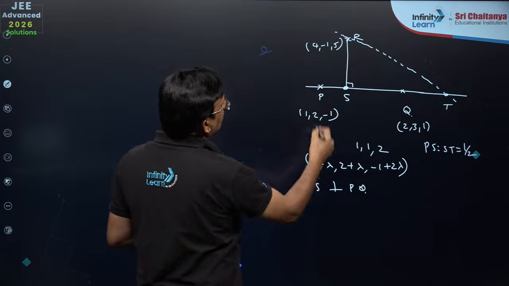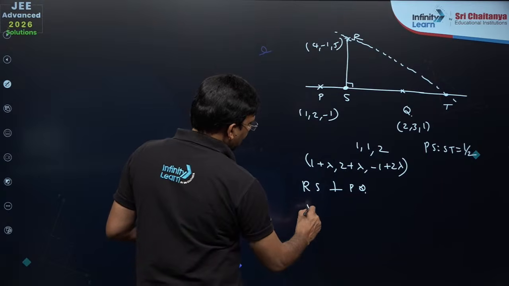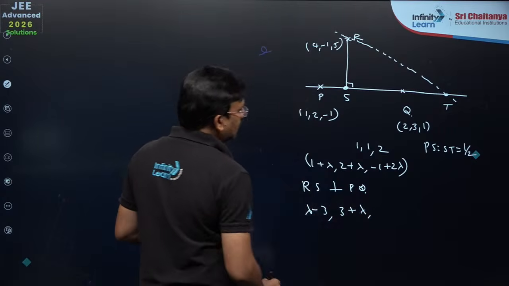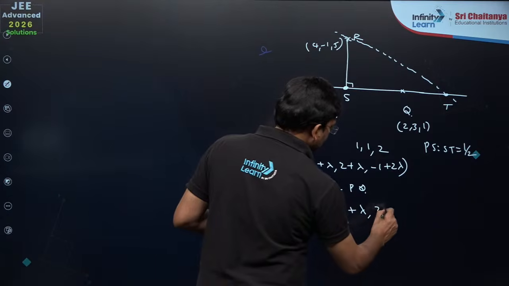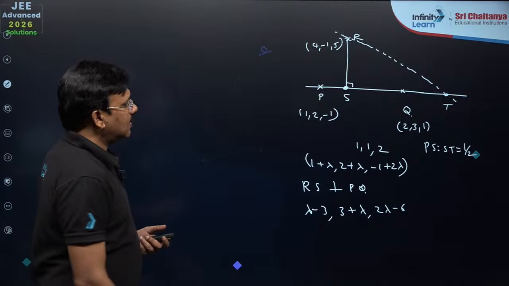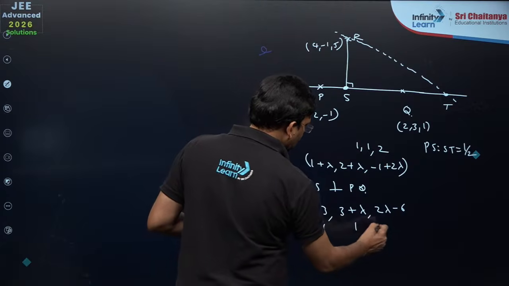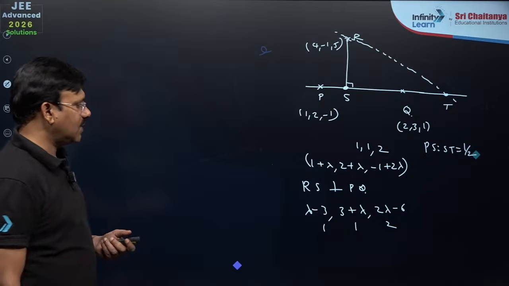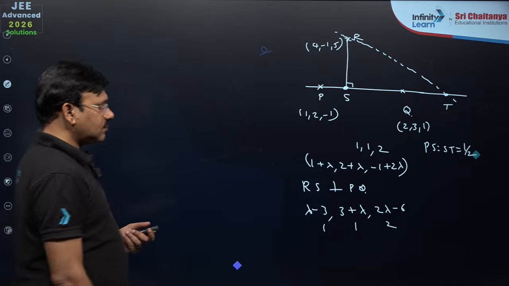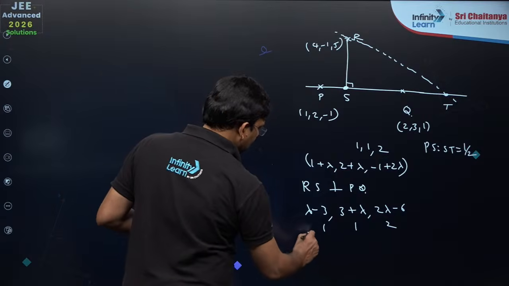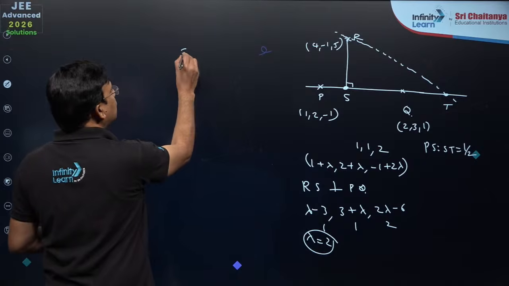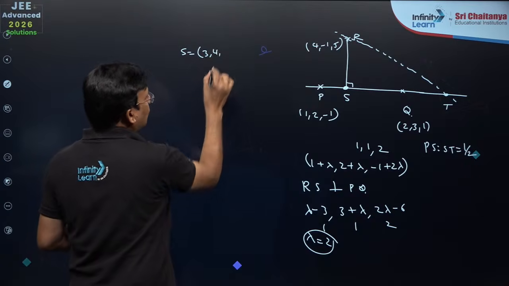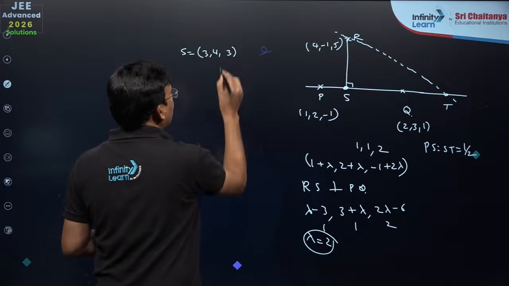What are RS DRs? 1 plus lambda minus 4, which is lambda minus 3, and 2 plus lambda plus 1, 3 plus lambda, minus 1 plus 2 lambda minus 5, that is 2 lambda minus 6. These DRs are dotted with 1, 1, 2. So, the dot product is 0, in the sense lambda minus 3 plus 3 plus lambda plus 4 lambda minus 12, 6 lambda minus 12 equal to 0. So, lambda is equal to 2. If lambda is equal to 2, you can observe the point S as (3, 4, 3).